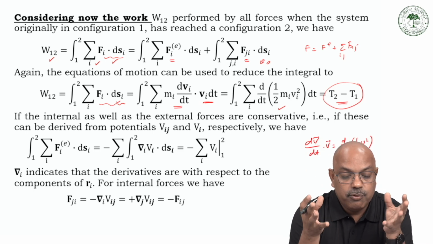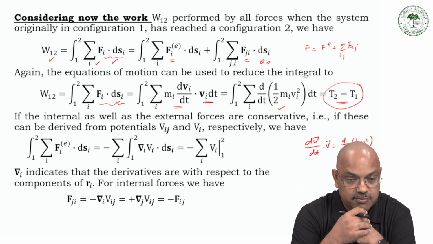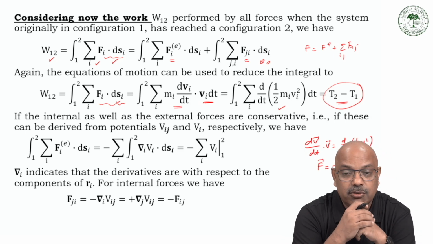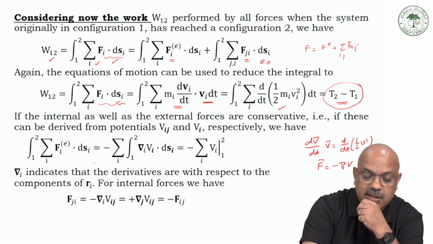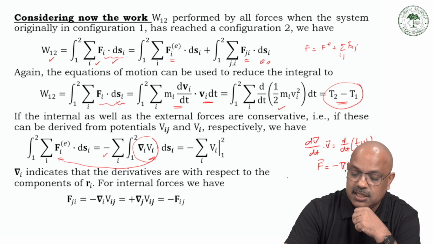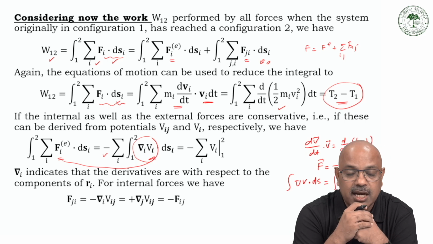And if the external forces as well as the internal forces are conservative, as we know, that force can be written in terms of the gradient of a scalar function, which is going to be the potential. So this force I can write as the negative gradient of the potential. And then we know that this del V dot ds can be written as, we have already gone through this, how to write this.